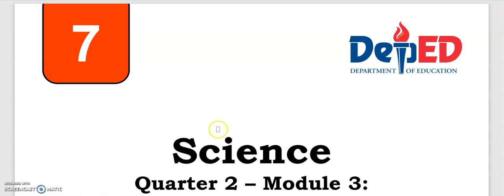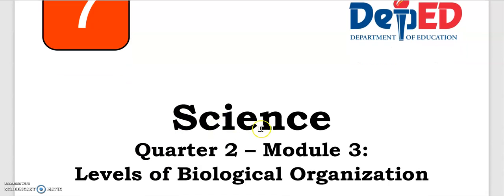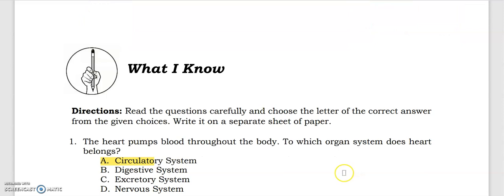So welcome to our Module 3 for Quarter 2. The topic is all about the levels of biological organization in an organism. We are going to describe the parts that make up each level of organization and their functions, and describe how organisms interact with their environment at several levels. So let's first check your prior knowledge of this topic.